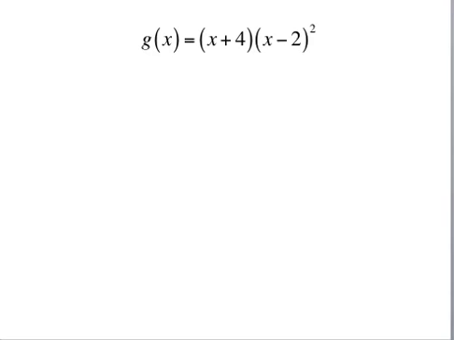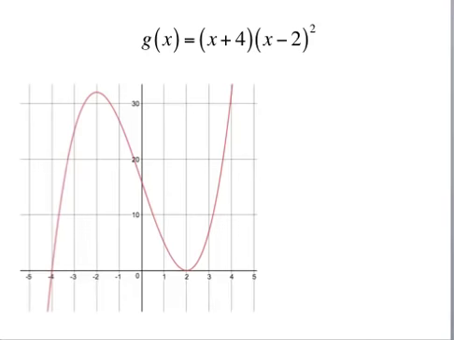So here's our next example. g of x is x plus 4 times x minus 2 squared. So where are the zeros here? Where does the function cross the x-axis? Looking at our picture, we can see it crosses at -4 and it crosses at 2. That should not be surprising. -4 here corresponds to this x plus 4 equaling 0. That's multiplicity 1. Notice it penetrates the x-axis.